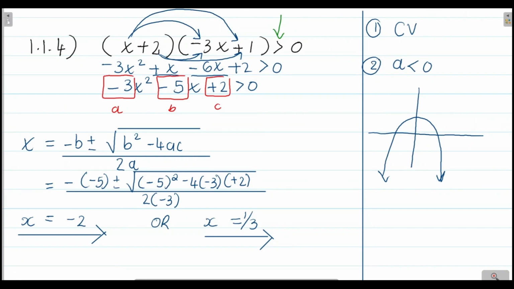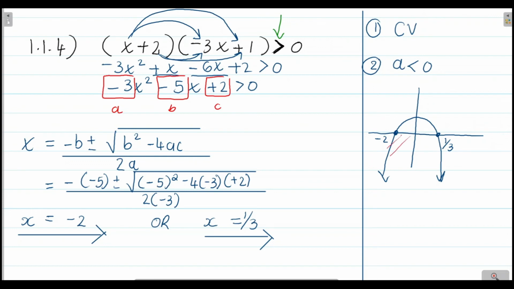And then from here, guys, we're going to put our critical values on our function, right? The first critical value is negative 2. So negative 2 is most definitely going to be on the negative x-axis. And our 1 over 3 is going to be on our positive x-axis, right? And then now we go back to what our question is saying. Our question wants to find out where this function is greater than 0.